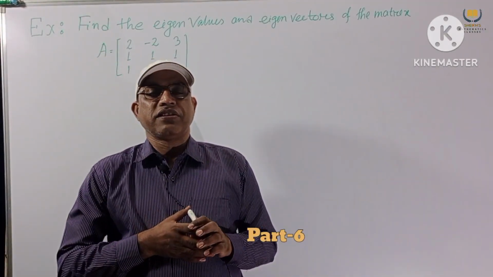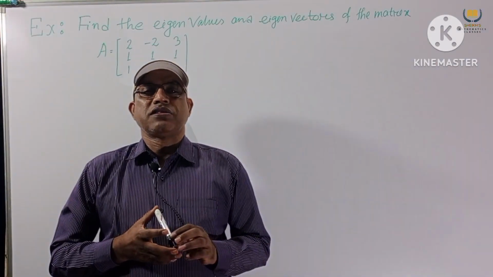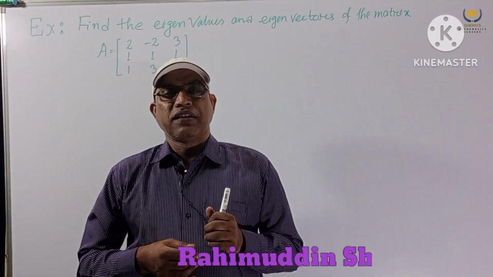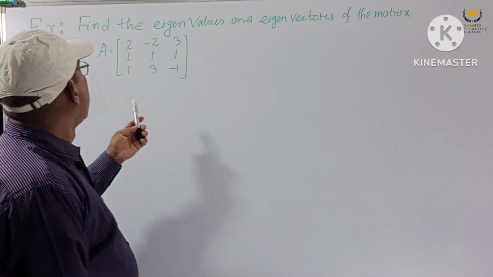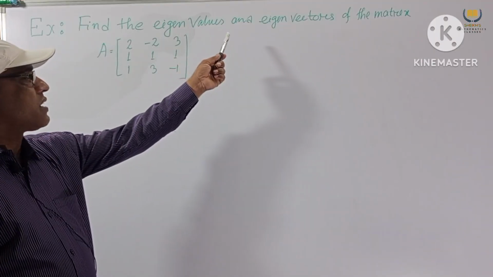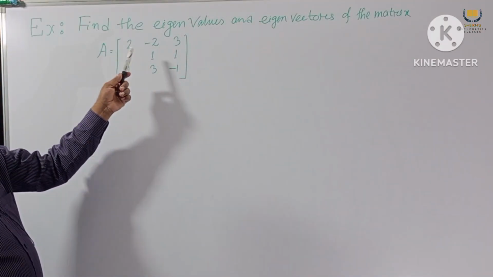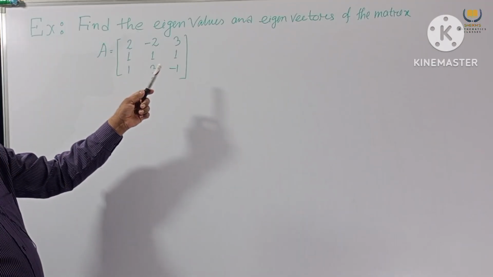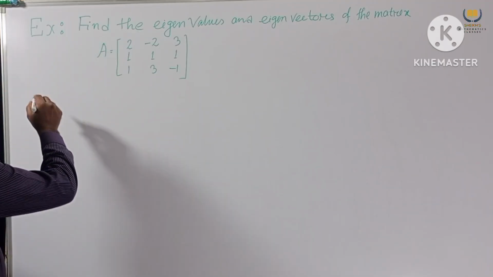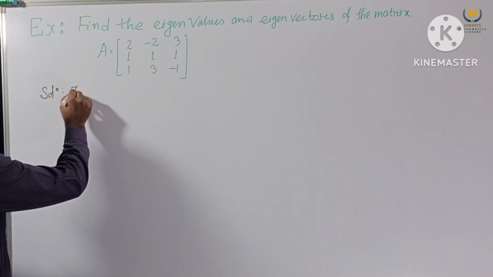So our main discussion is eigenvalues and eigenvectors. In the last videos, some problems were given. Now we consider the remaining problems. Let us consider one problem. Find the eigenvalues and eigenvectors of the matrix A equal to [2, -2, 3; 1, 1, 1; 1, 3, -1]. Solution: first you have to find the characteristic equation.